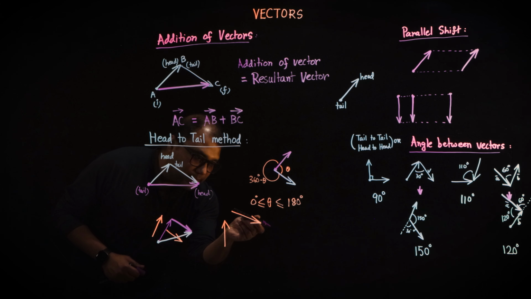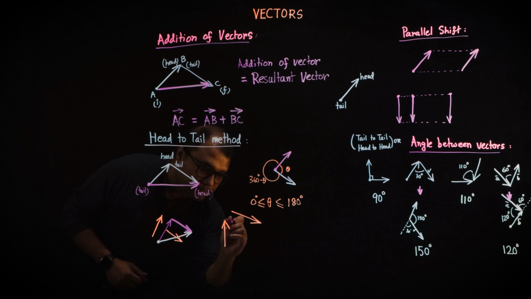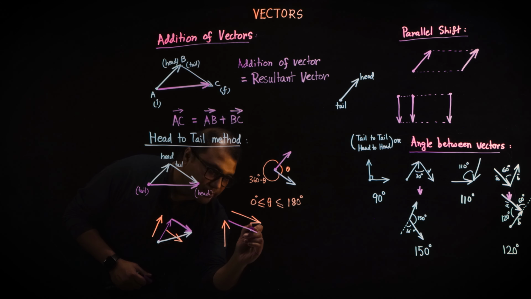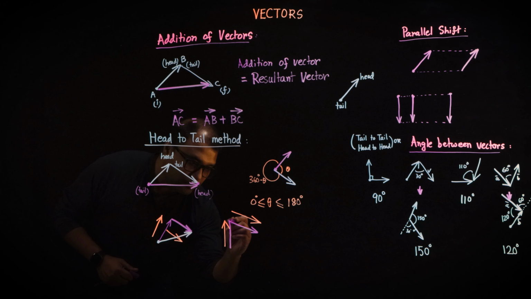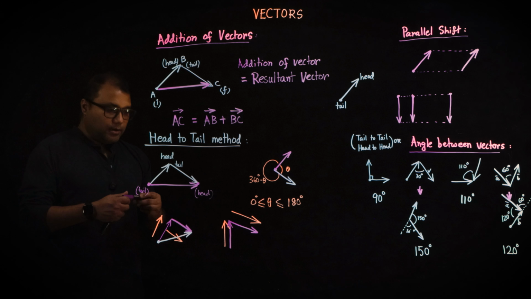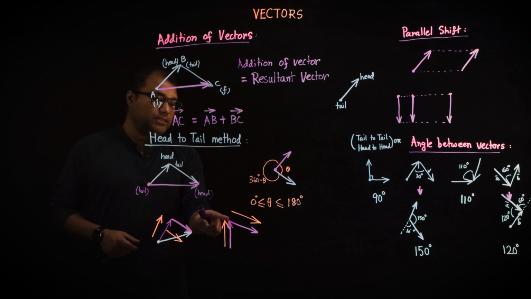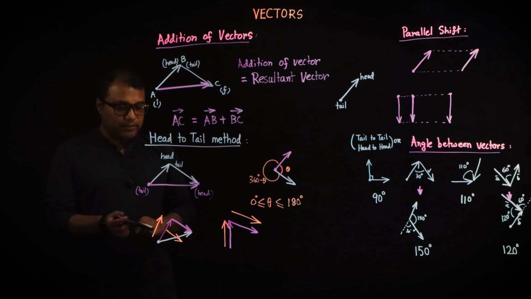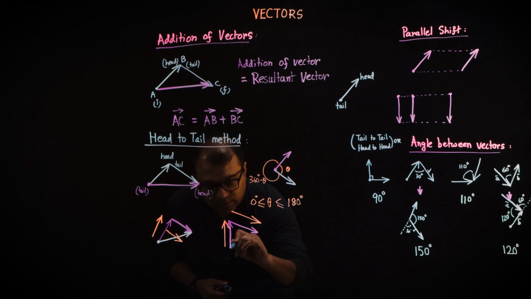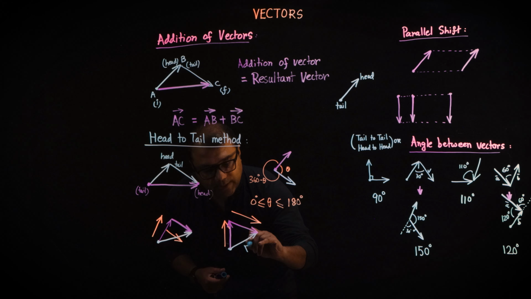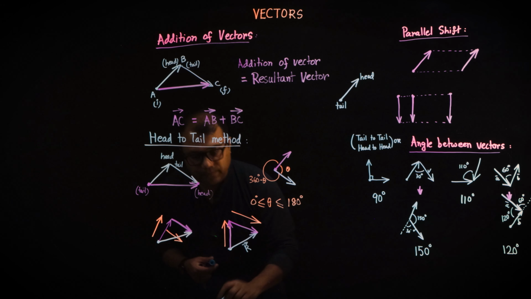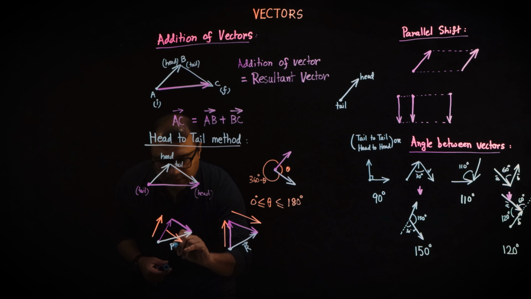Let's move this vector down a little bit. Do a parallel shift. And let's move this vector side a little bit. Do another parallel shift. Now the head of the first vector is connected to the tail of the second vector. Now to get the resultant vector, I will connect the tail of the first vector to the head of the second vector, and that becomes my resultant vector. This is my resultant vector.